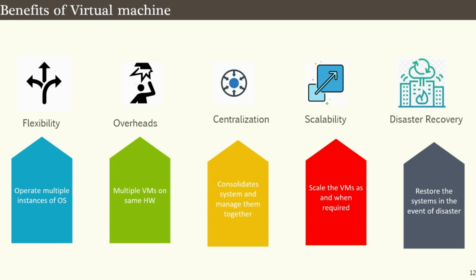The fourth one, scale the VMs as and when required. You can spin up a VM very quickly in the cloud environment. It is easy to create and manage multiple virtual machine images. And finally, restore the systems in the event of disasters. Since the VM images can be copied easily, they can also be restored so quickly. This will help us to manage the disasters and we can achieve business continuity easily using VMs.